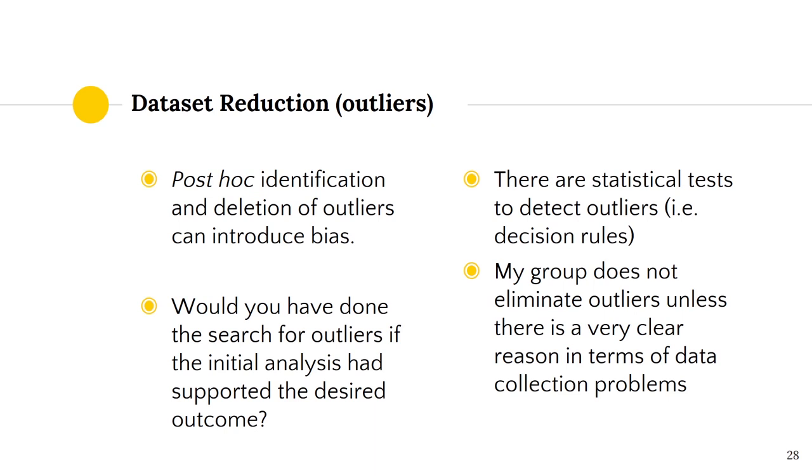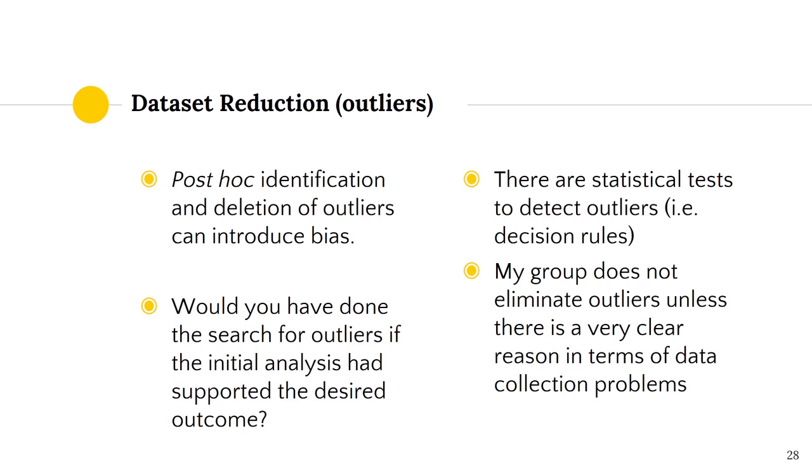That is when you can introduce bias. Because the question is, would you have done the search for outliers if the initial analysis had supported your conclusion? Let's say there really were outliers in that data set, but your initial analysis supported your conclusion. Well, you're not going to bother looking for outliers. And so that's when you introduce bias.